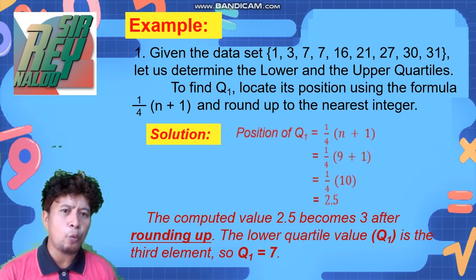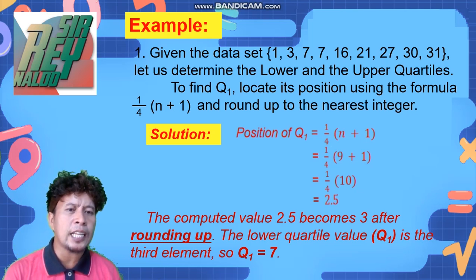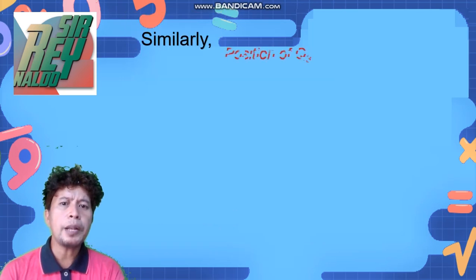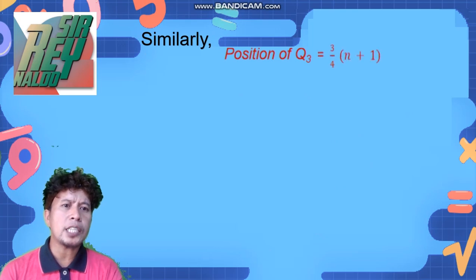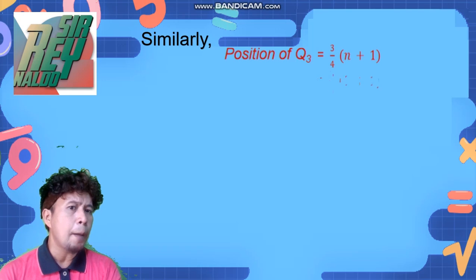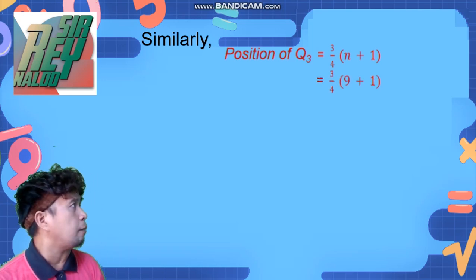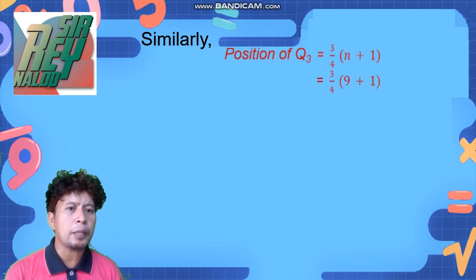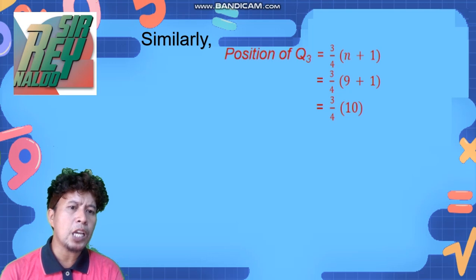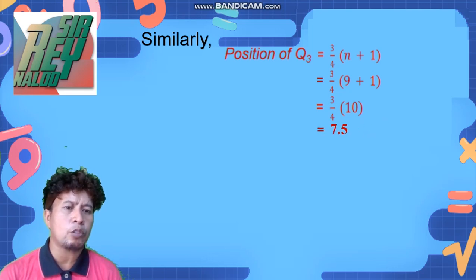Kasi bibilangin natin, 1, 2, 3. 1, 3, 7, 7, 16, 21. Pang ilan, nasaan dyan yung pang third na number? And that is equal to 7. Okay, next. Similarly, position of Q3 is equivalent to 3 over 4 multiplied by the quantity n plus 1. By substitution again, we have 3 over 4 multiplied by n plus 1, which is 9 plus 1, and that is equal to 10. 10 times 3 over 4 is equivalent to 7.5.